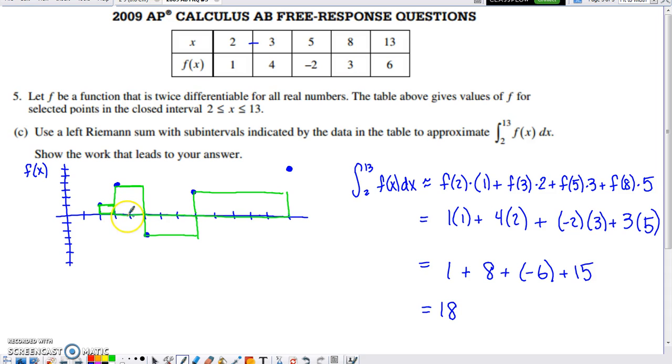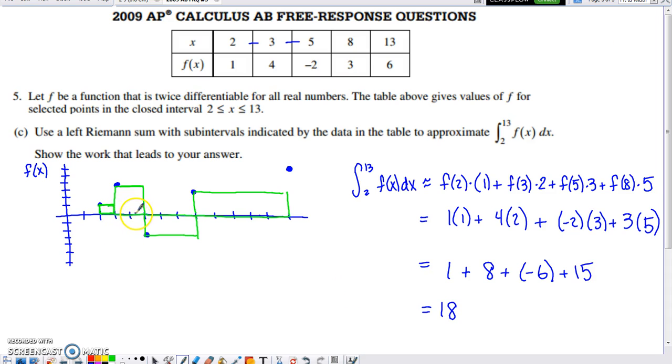I'm going to add on to that the area of my next rectangle. Well, my next subinterval goes from 3 to 5, so my next width for a rectangle is 2. So delta x is definitely not constant in this case. We're using delta x as the difference between two consecutive x's as listed in the table. So the first delta x is 1, the next delta x is 2, then we have a delta x of 3, then we have a delta x of 5. So delta x changes with each subinterval here.